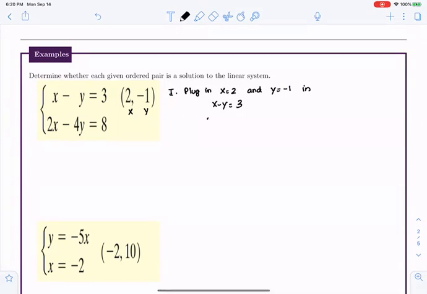So I would have 2 minus -1 equals 3. 2 plus 1 equals 3, which would mean 3 equals 3, and that is valid. So the ordered pair satisfies the first equation.